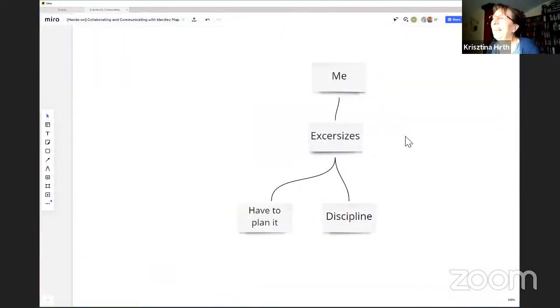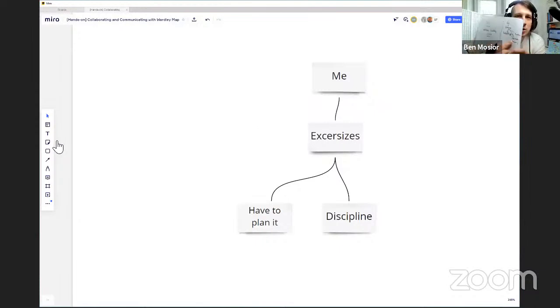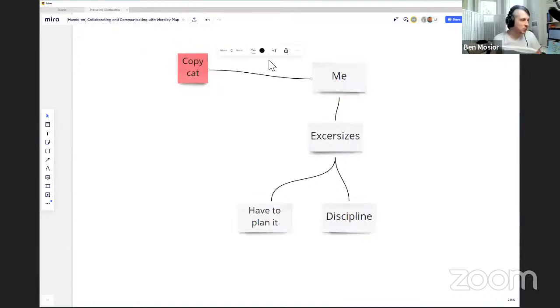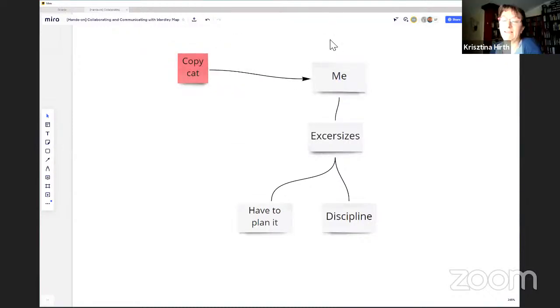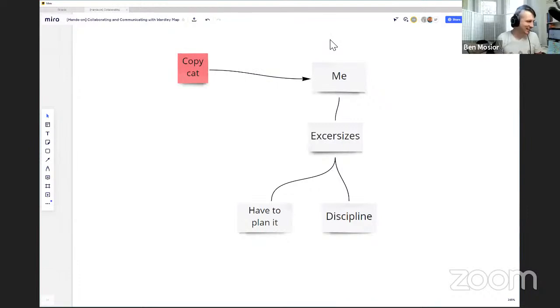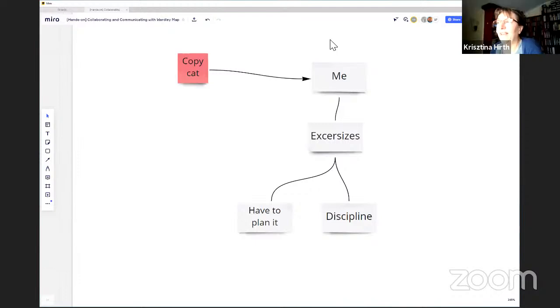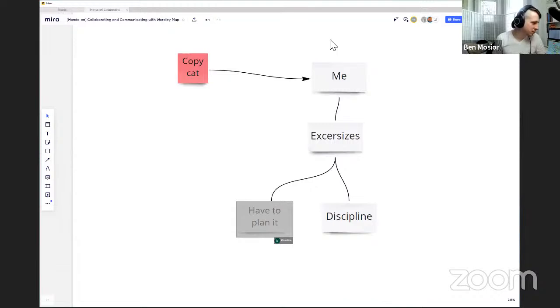So here's mine too. I just drew a quick little value chain, and it's pretty straightforward when you don't have a lot of components. It's just simple relationships. Very nice. So, me, need exercise. Then you said the 3 capabilities. Yeah, I see you've got discipline there. I see you have to plan it. Yeah, having to plan it is a capability.